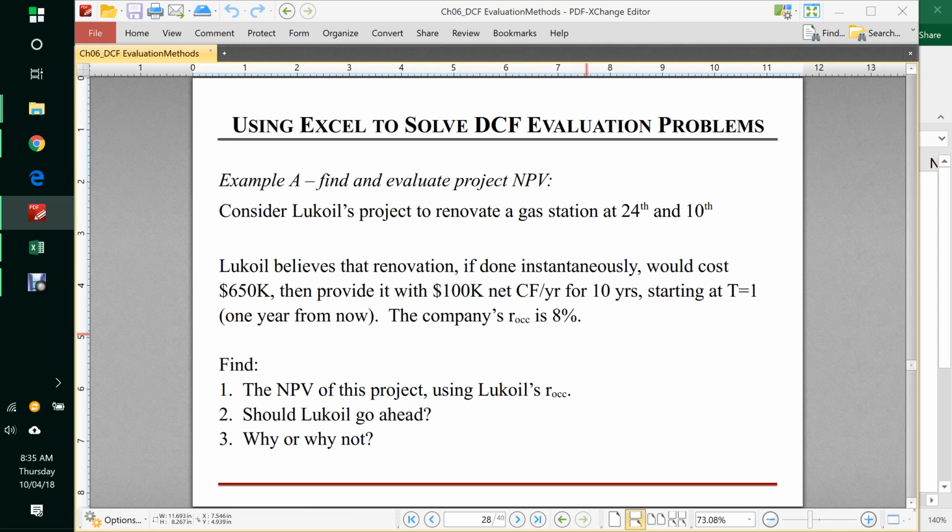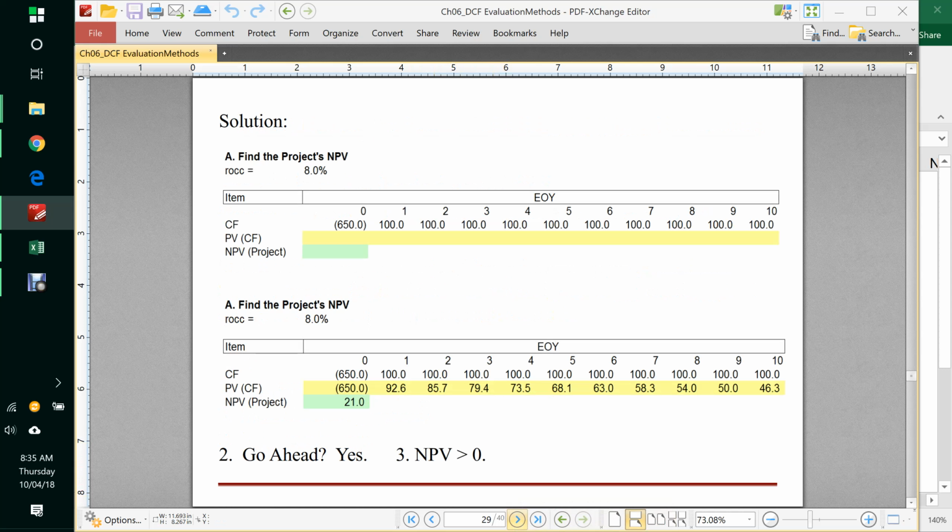They've been doing this for 30, 40 years, so they feel like if they don't get that 8%, it's not worth doing, 8% or more. So let's find the NPV, see if Lukoil should go ahead, why or why not. I'm going to jump into the Excel now. I'm going to do this with NPV and also with IRR.